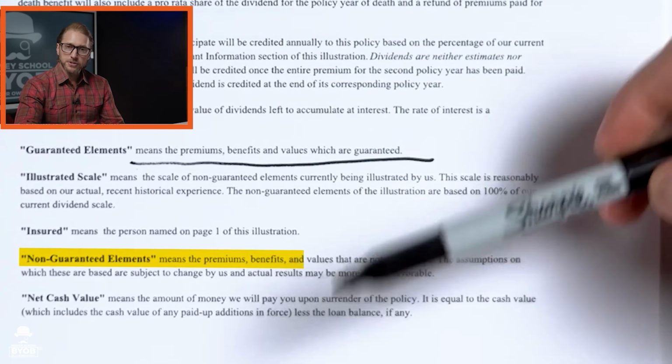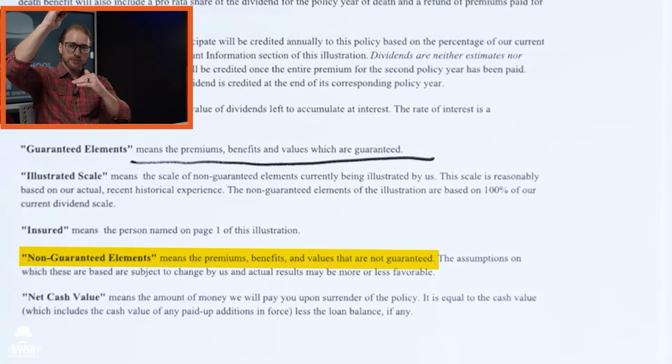So the next one here is the non-guaranteed elements. So non-guaranteed could be any additional premiums you're putting in, any additional benefits, like remember from the guaranteed to the non-guaranteed death benefit, and same thing with the non-guaranteed cash value. Essentially, the effect the dividend has on paid up additions is the factor that's talked about there.